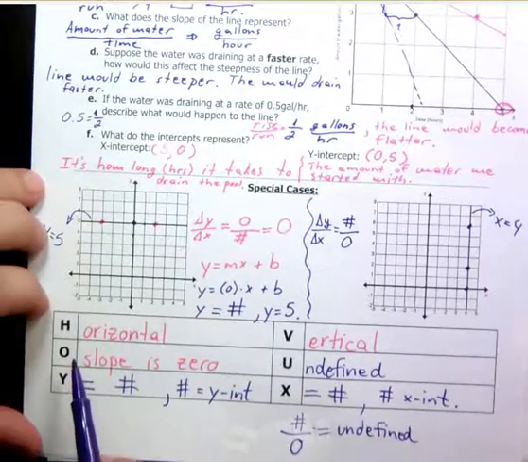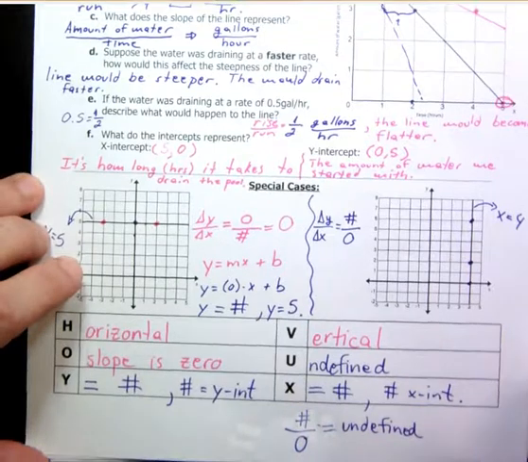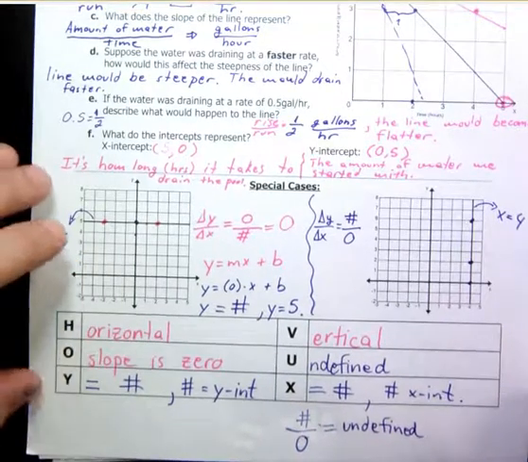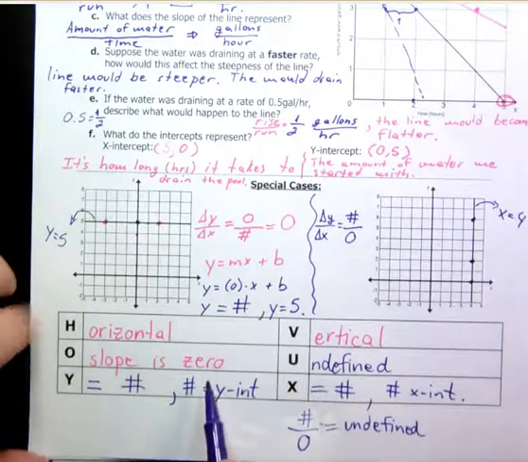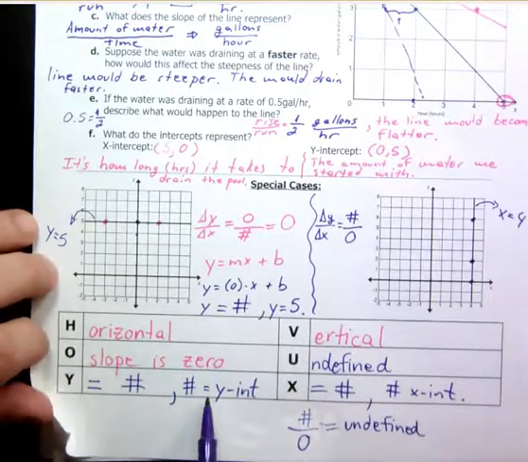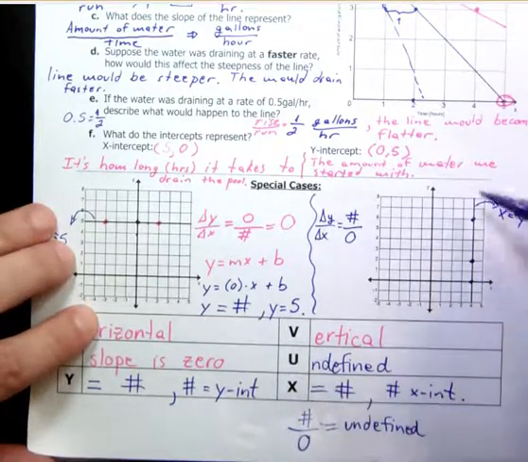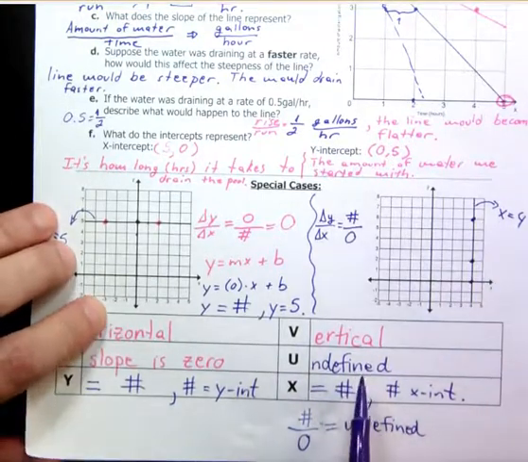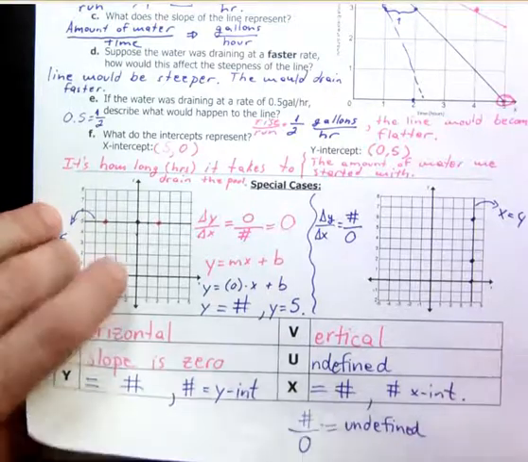So this spells out Hoy, and this spells out Vux. So that's something we want you to remember. Hoy and Vux. So if it's a horizontal line, you will know that the slope is 0 and that the equation is y equals a number. If it is Vux, or a vertical line, then you know that the slope is undefined and x equals a number. And in this case, x equals 4. So let's flip the page.